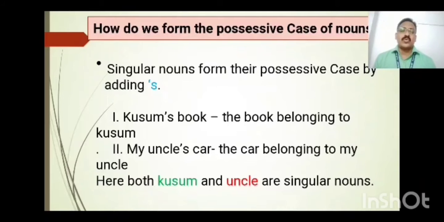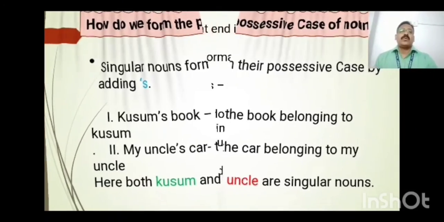Bit number 2. My uncle's car. Here also the same thing, uncle is singular. We just put apostrophe s to it and it changes into possessive form. The car belonging to my uncle. Whose car is this? The car belongs to my uncle. So uncle's car, apostrophe s to it, so uncle becomes possessive case. Here both Kusum and uncle are singular nouns, so you just add apostrophe s to it and it changes into possessive case.